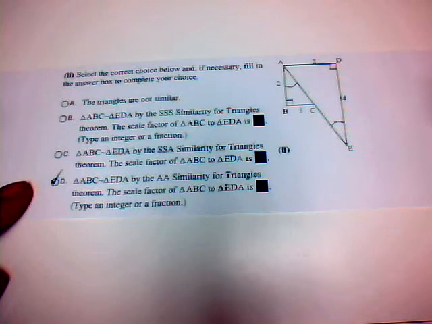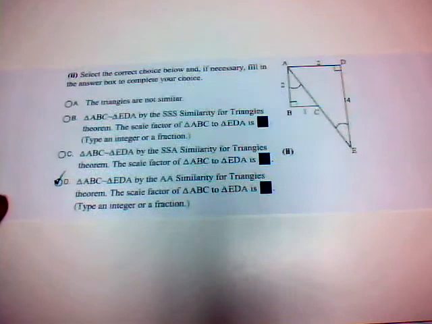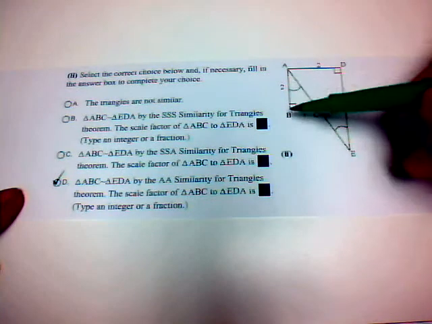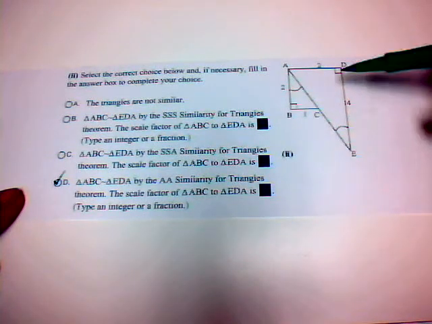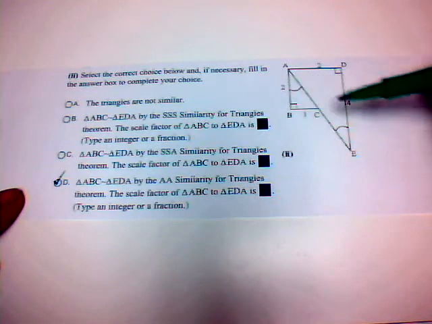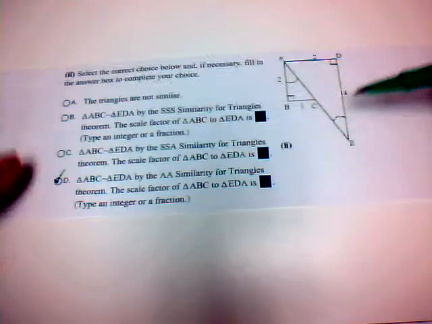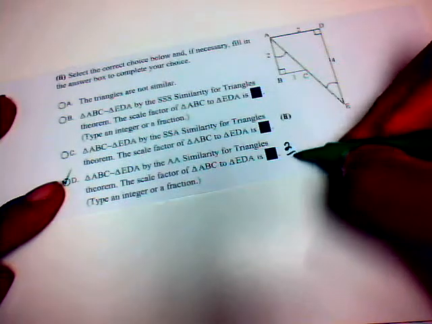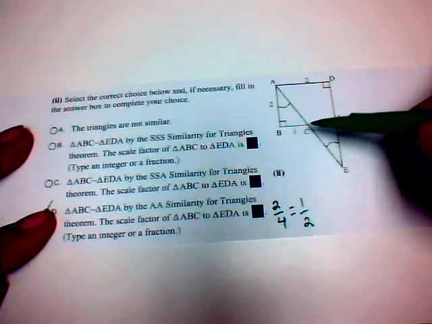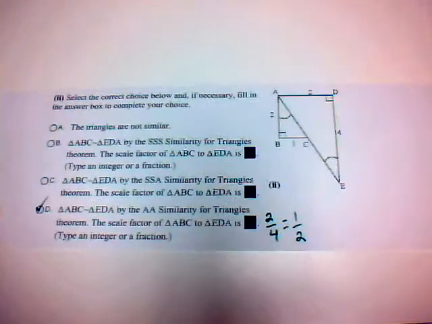Okay, now we want the scale factor for each one of these. In this case, if you look at this, AB is proportional to DE. The scale is 2 to 4, which in this case is 1/2. Or you could look at this, BC and AD are proportional. So that scale factor will have to be 1 to 2 as well.